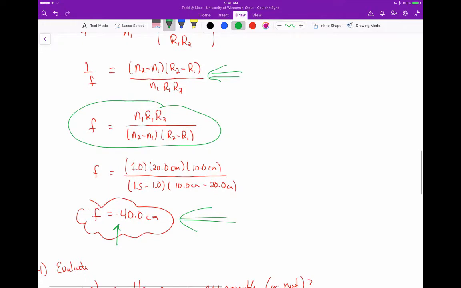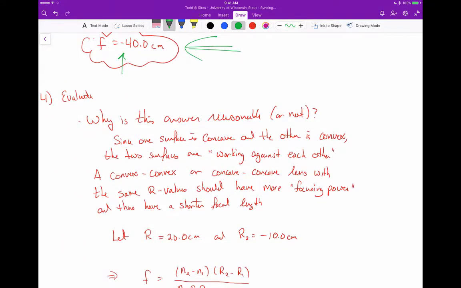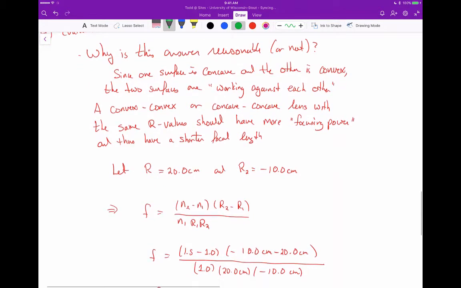So that negative is important because I was expecting that for a meniscus concave. And then we're not done with the problem. We need to evaluate it and essentially say, why is this answer reasonable? And here's my line of reasoning. I essentially said that the concave surface dominates the behavior. Now, because we have a convex and concave surface, they're kind of working against each other, if you will.